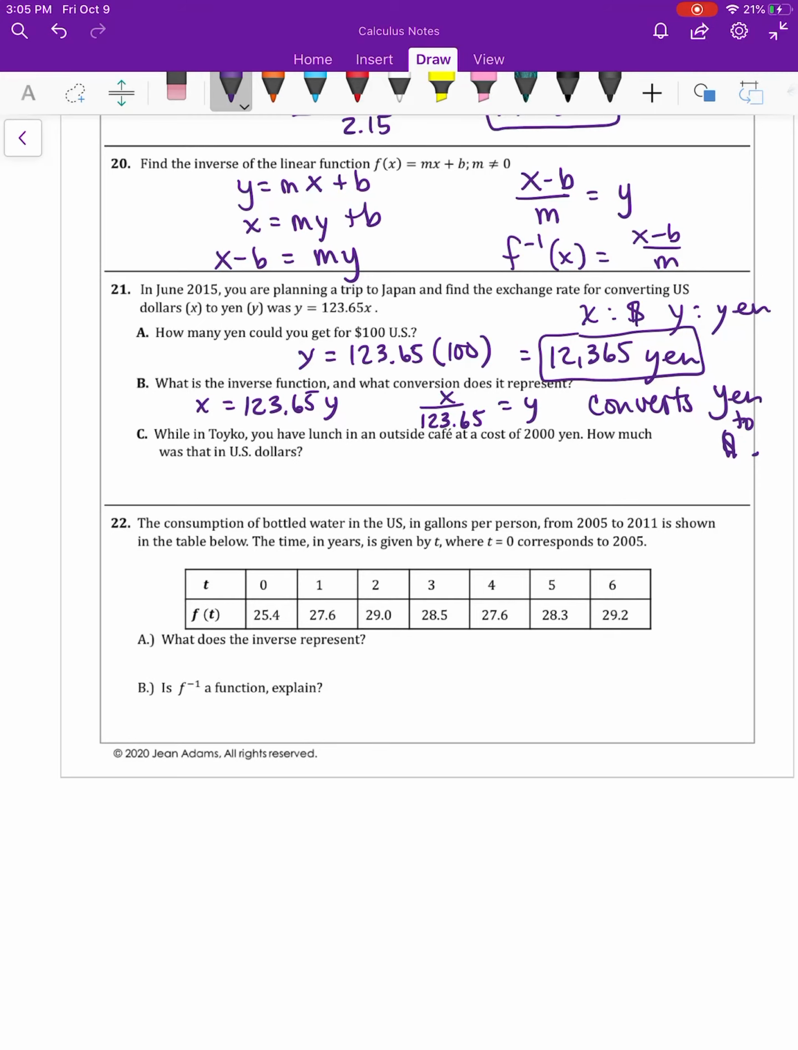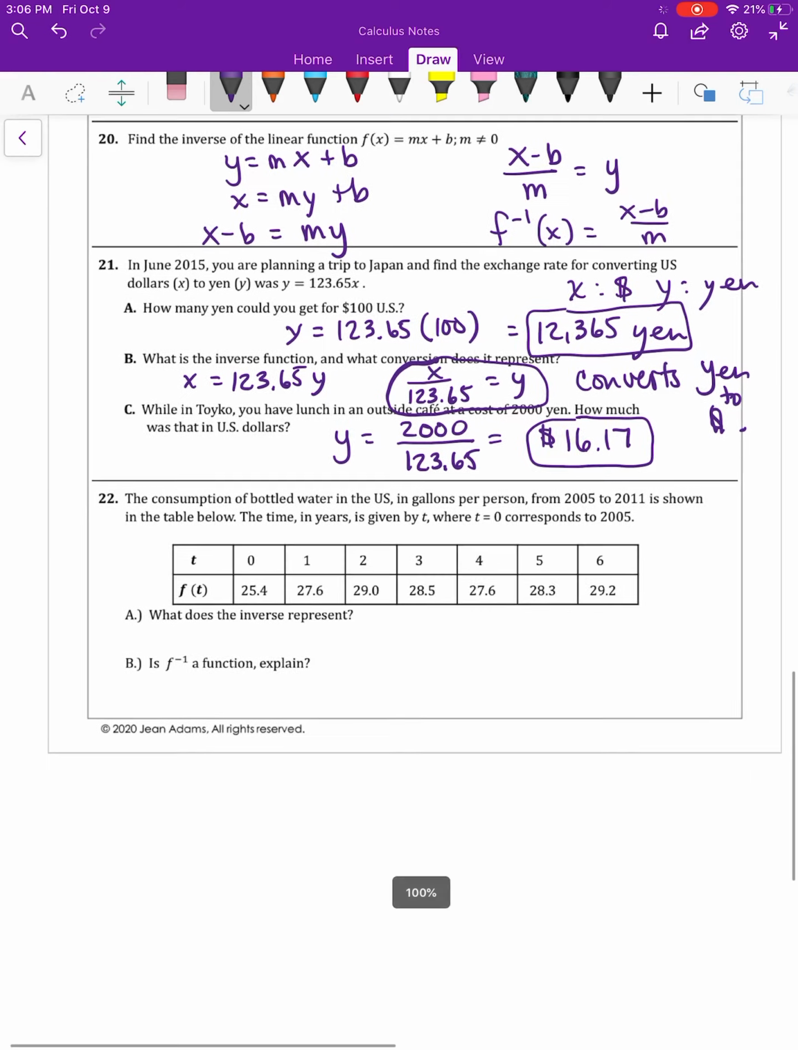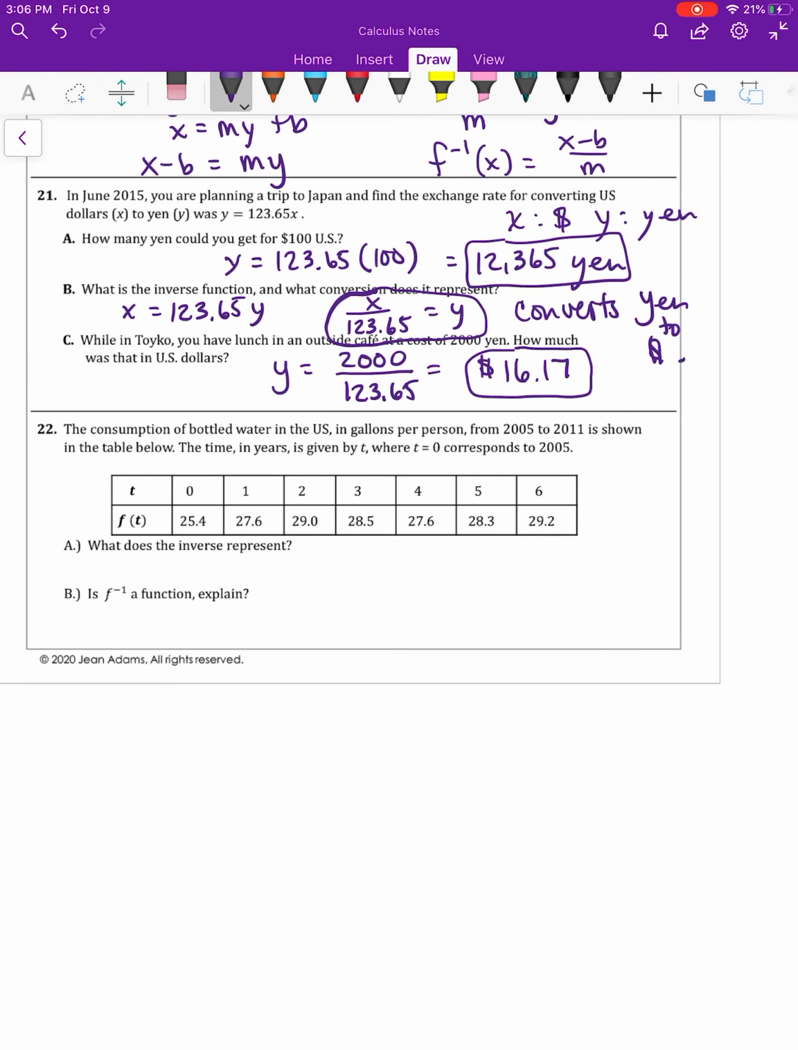While in Tokyo, you have lunch in an outside cafe at a cost of 2,000 yen. How much was that in US dollars? So 2,000 yen over 123.65, because I'm using this equation. And if I put that in my calculator, how many dollars is it? You should get $16.17.